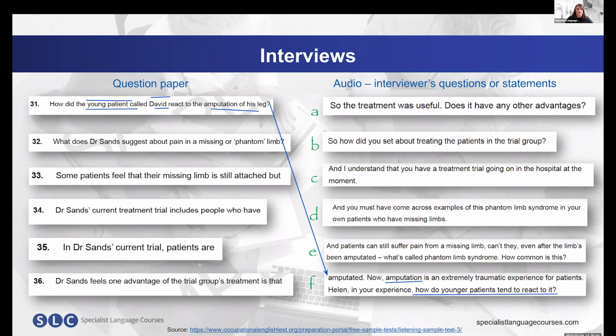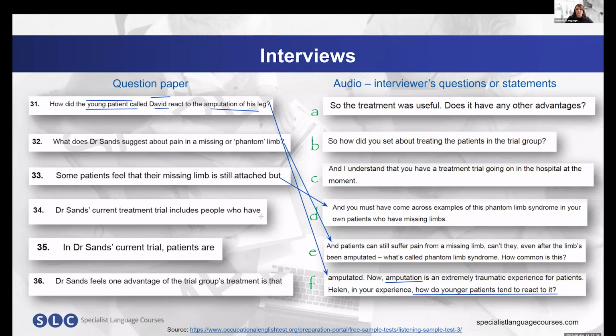Okay. Great, so we have got 32. What does Dr. Sands suggest about pain in a missing or phantom limb? We are looking at E. She is introducing what's called phantom limb syndrome. She's introducing it. So 32, we have E. 33, we have a follow-on question about phantom limbs. So here we're looking at D.